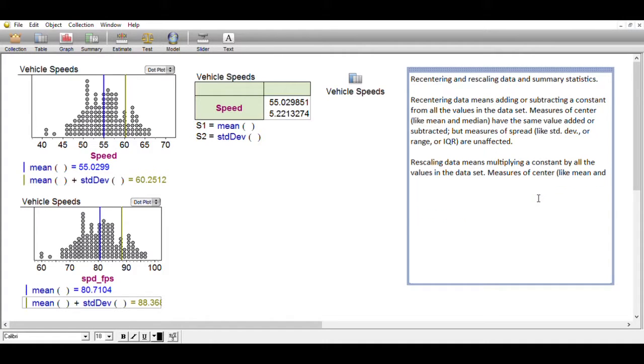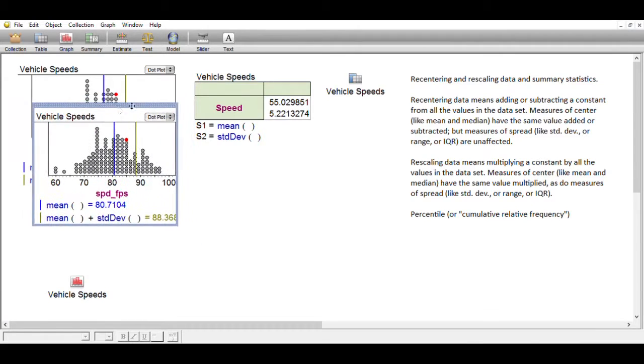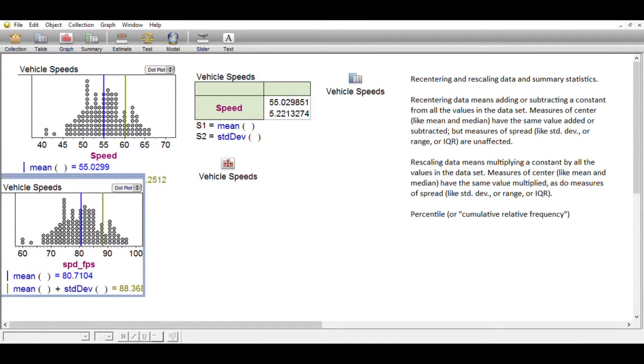Cumulative relative frequency. Very fancy name. What I've created here, let me bring this up. I did this earlier. This is going to be a scary looking plot, but you don't need to be able to make any of these.